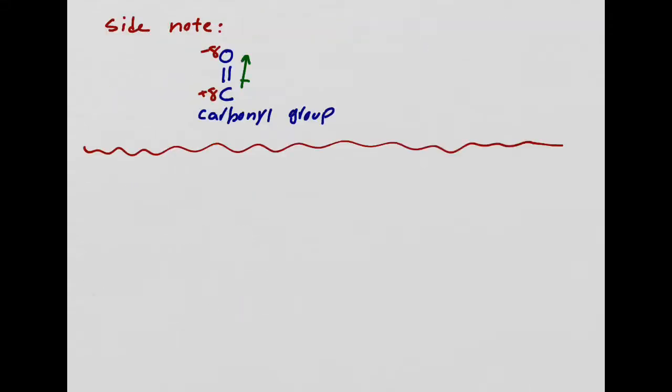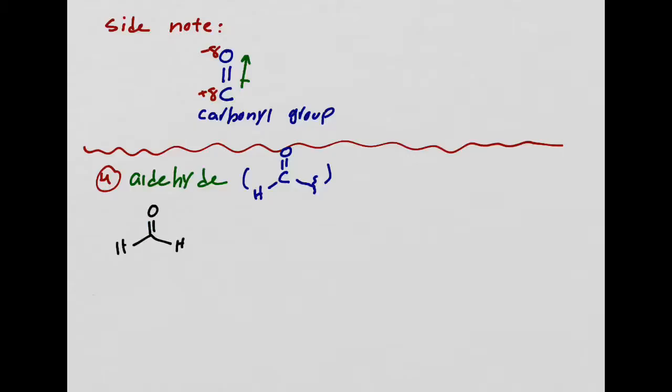Now, the next one we're going to go over, number 4, is aldehyde. Aldehyde is carbon double bonded to oxygen, and on one side, the carbon is attached to a hydrogen, and on the other side it is attached to the carbon chain. That is called an aldehyde. So, I'm going to draw some examples. This is one example of aldehyde. In this case, both sides have hydrogen. As long as one side has a hydrogen, that's all that matters.